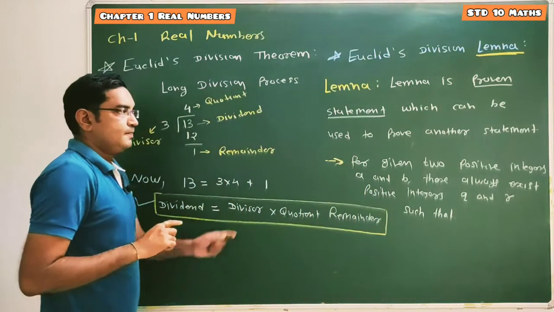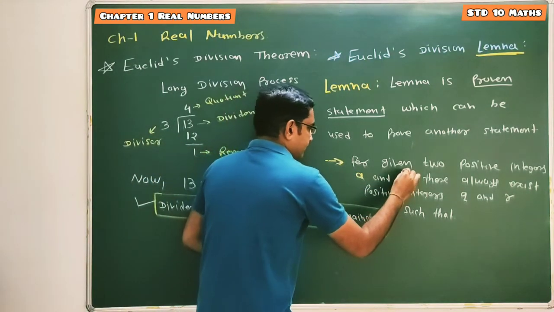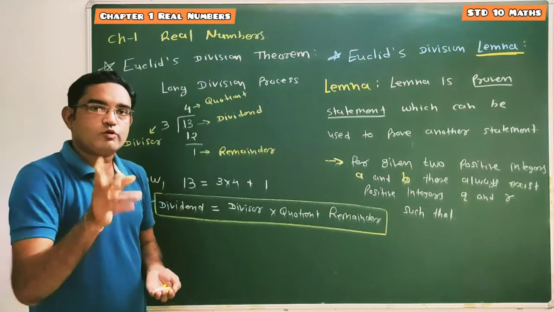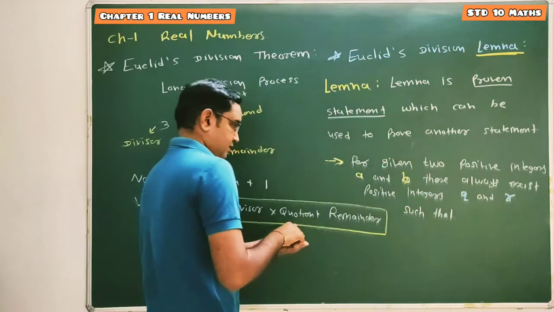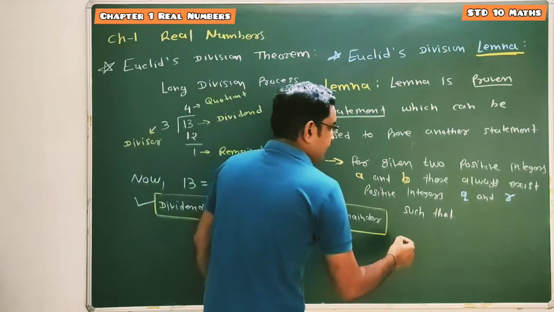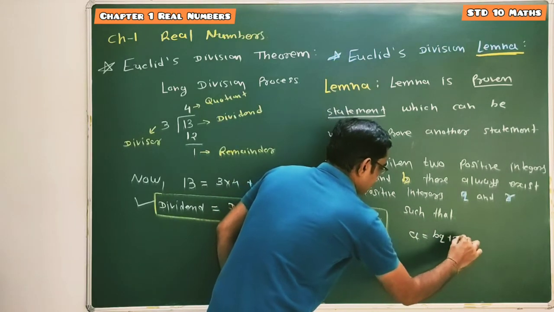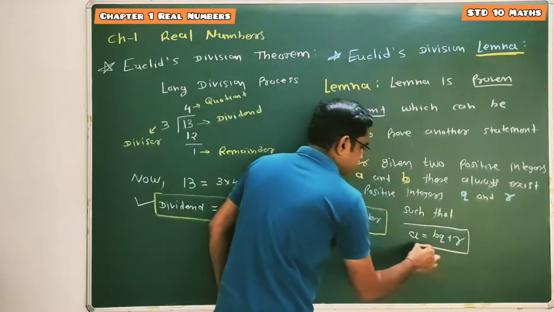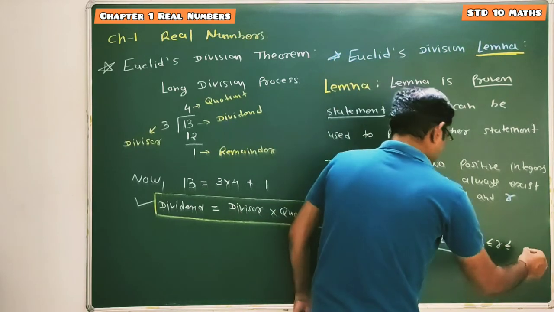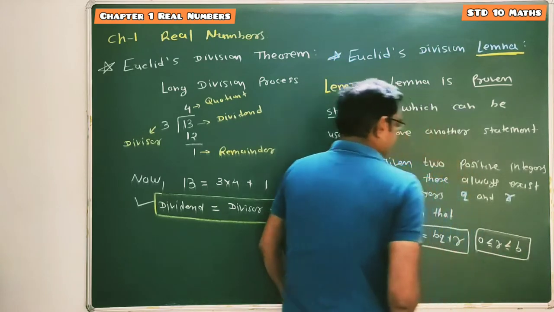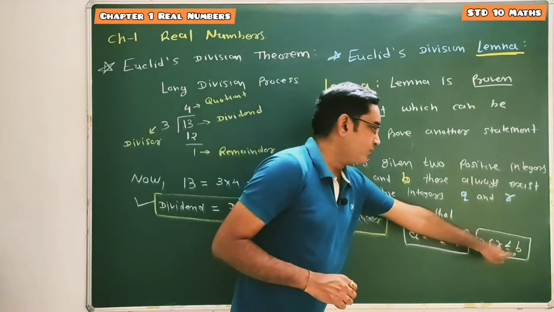For given two positive integers a and b, there always exist two other positive integers q and r such that we can write a equals bq plus r, where r is always 0 less than or equal to r less than b. So r is 0, or greater than 0 and less than b.